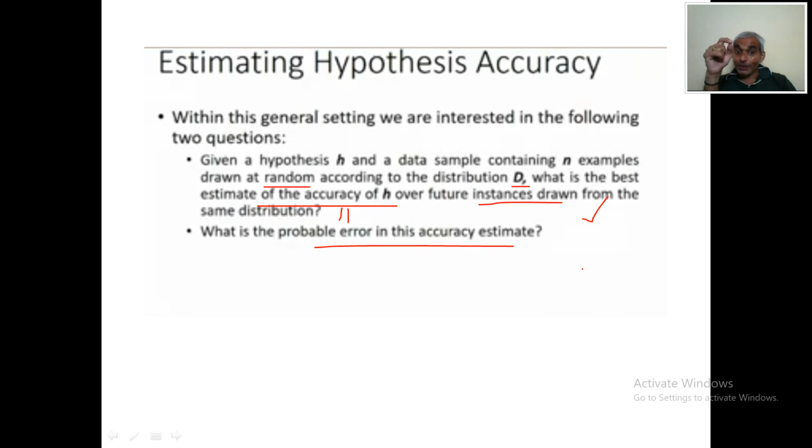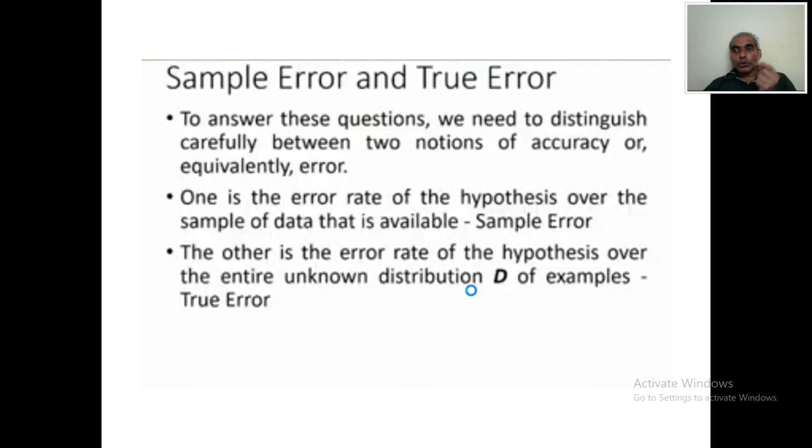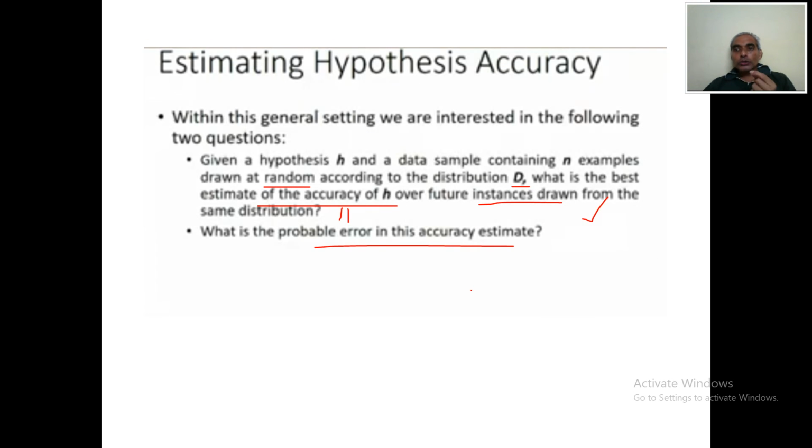Now what is the probable error? Is it the same, or increasing or decreasing? Is there any error? What is the probable error in your accuracy estimation? So these are the two important questions we have to understand. To understand these things, we will look into some very important terms: what is called a sample error and what is called a true error. Those things we will take up in our next topic.